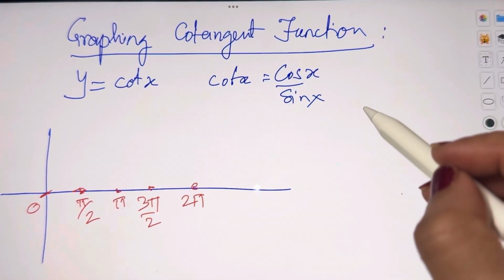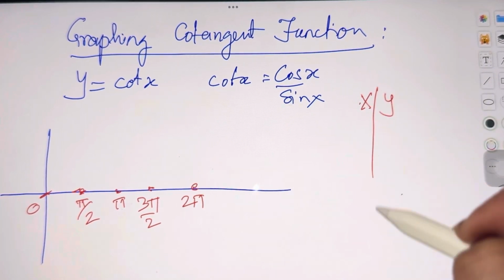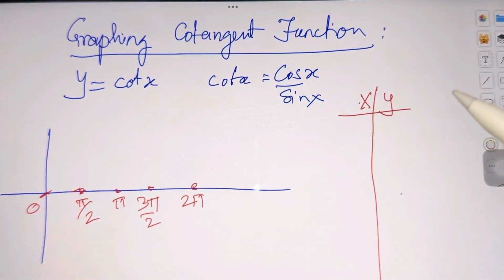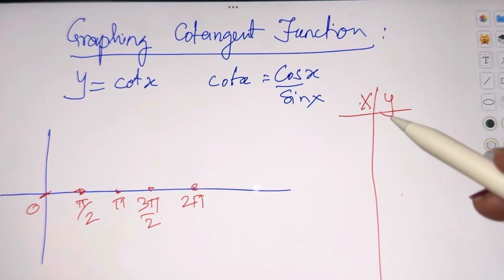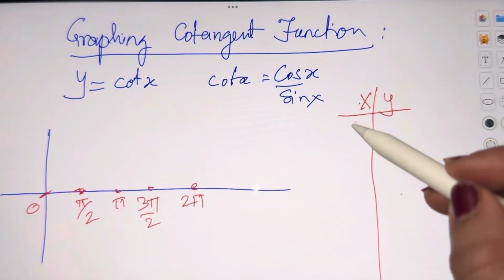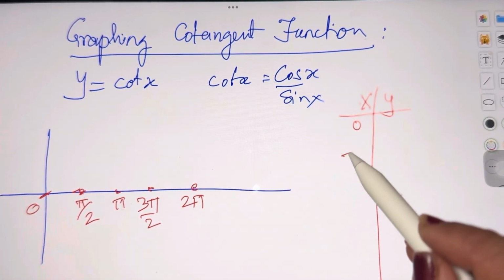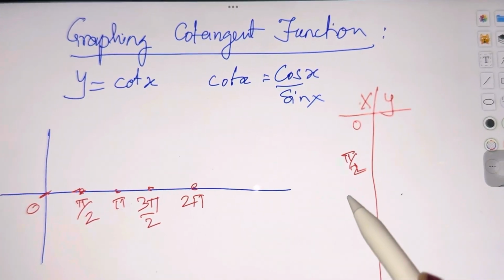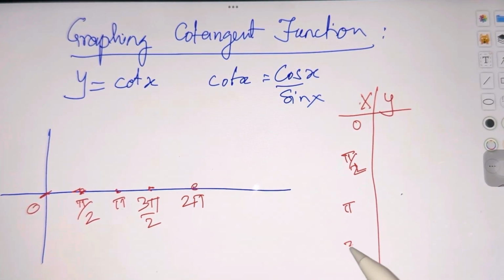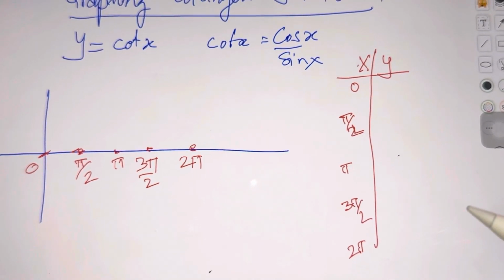Now again, as I said, you do not need the table since we are doing it for the first time. I'm drawing the table, but going forward for any transformation you do not need the table. Pi by 2, pi, 3 pi by 2, and 2 pi. I hope my table is visible.